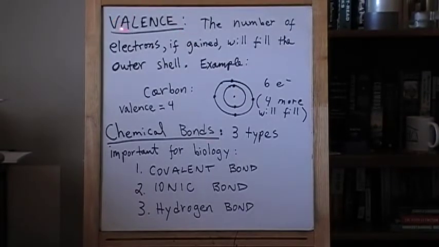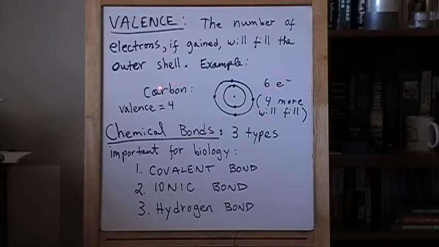So next we have valence. Valence is the number of electrons, if gained, will fill the outer shell of an atom. And this is important because it determines the chemical properties of an element.